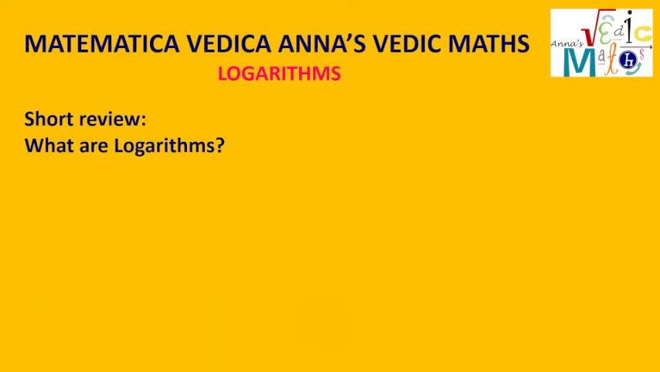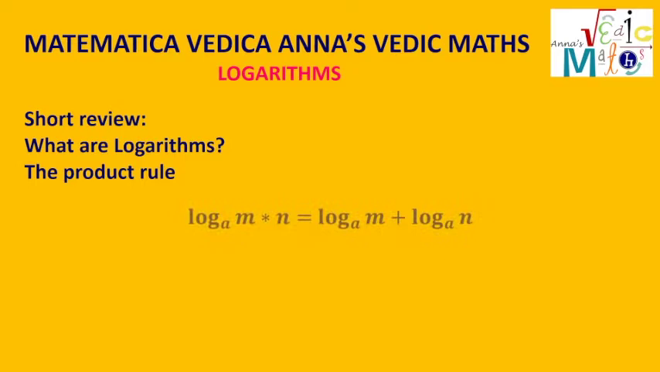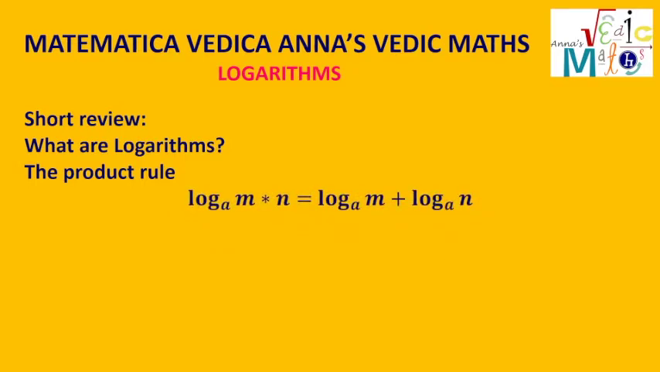Now we look at some rules that will be useful for our exercise. The product rule comes from the product of powers rule. In a multiplication problem involving exponents, if the bases are the same, the multiplication problem can be simplified by adding the exponents. So, in the product rule, the logarithm of the product of two numbers is the sum of the logarithms of these numbers.